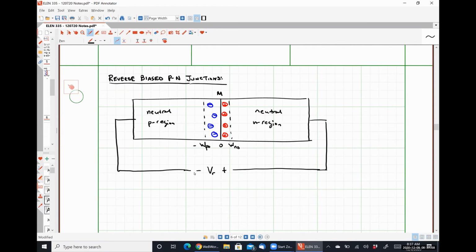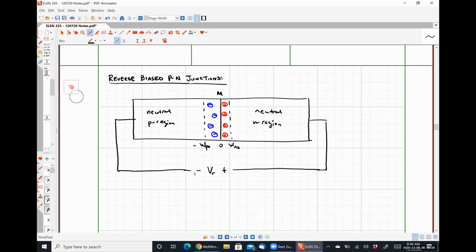If we increase the charge stored on the P side of the junction, we have to increase the charge stored on the N side of the junction as well. So effectively, all the electrons in the neutral N region are attracted to the positive polarity terminal. All of the holes in the neutral P region are attracted to the negative polarity terminal. The depletion region width increases.